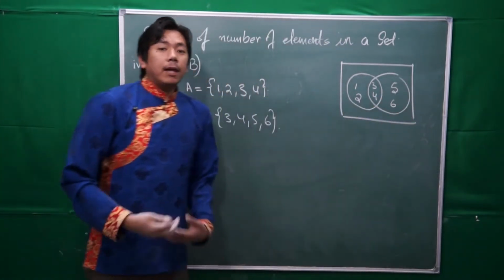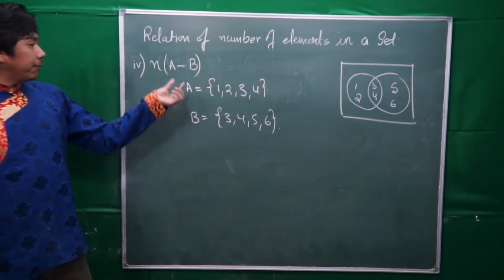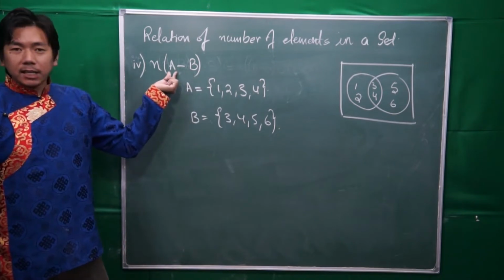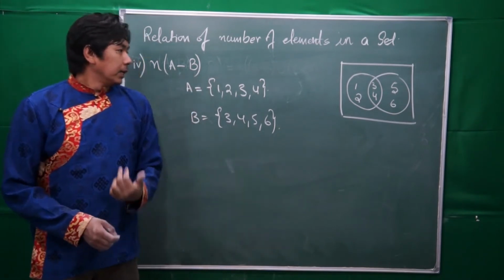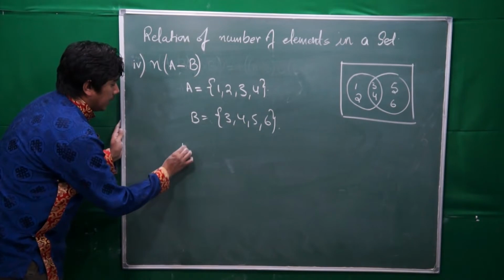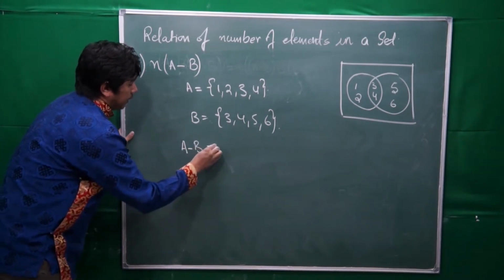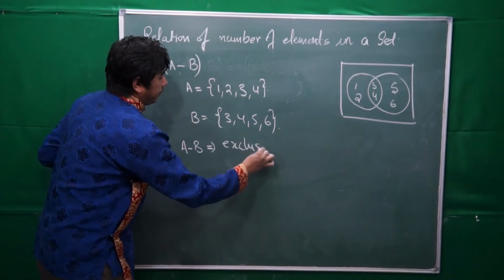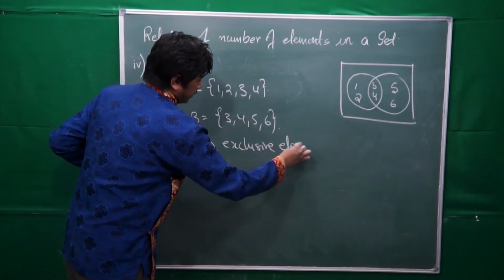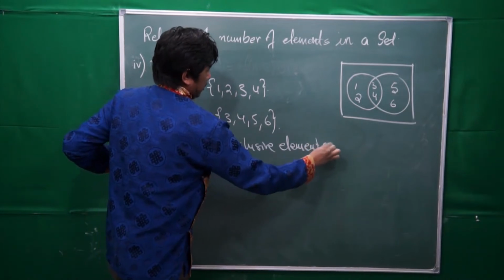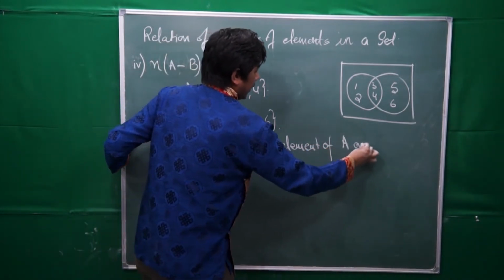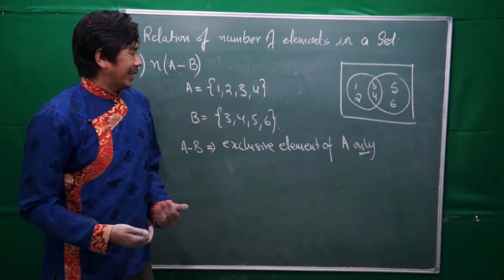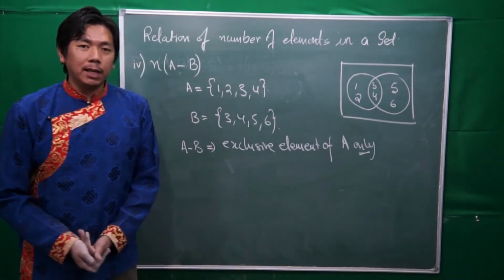Okay. Now that being said, as I said, the difference between two sets is dependent on which set is being written first. In other words, A minus B can be stated to be exclusive elements of A only. So this "only" is a stressed and important line.